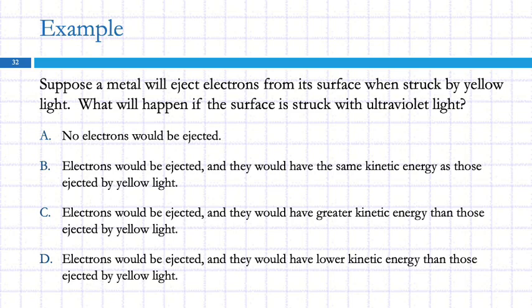Okay, so suppose the metal will eject electrons from its surface when struck by yellow light. What will happen if it's struck by ultraviolet light? We need to know the relative energies of these lights, right? Roy G. Biv. What comes after violet? Ultraviolet.